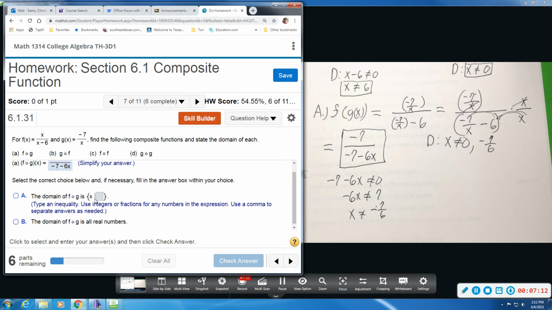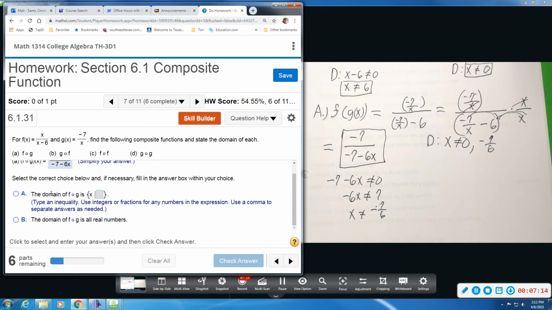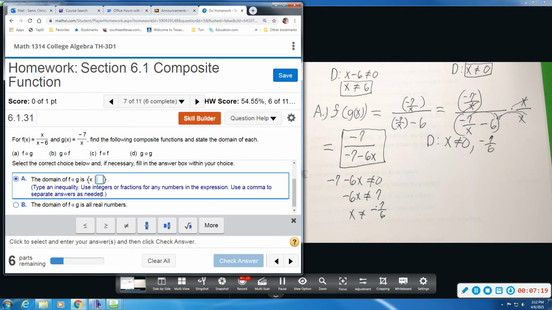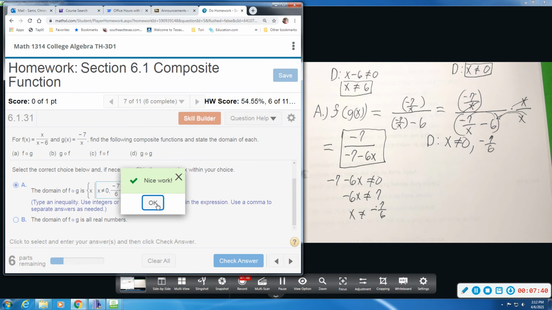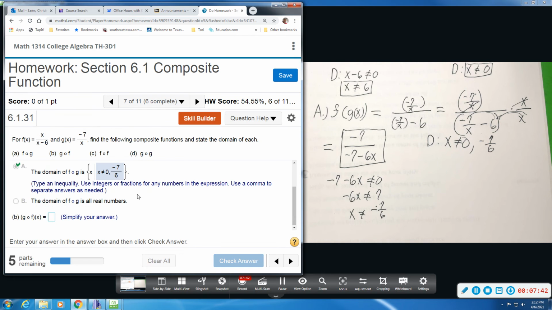And then the domain is the set of all x's such that we're going to say x is not equal to, and we're going to list these two numbers, 0, comma, fraction bar, negative 7 over 6. I want that on the top. Negative 7 over 6. So those two are in our restrictions. Okay, and we're going to continue and do the rest the same way.